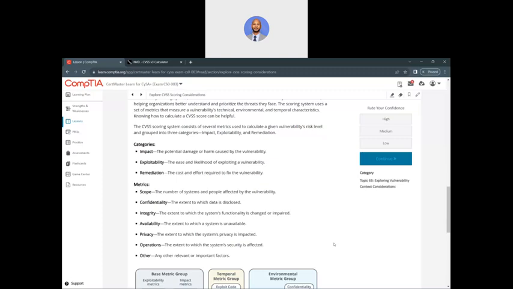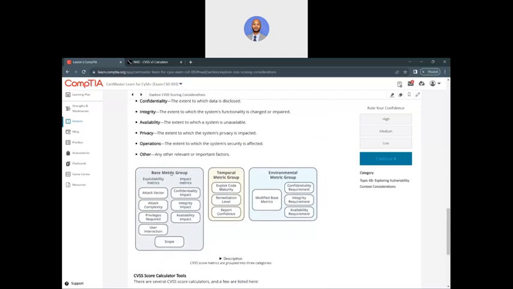So the categories, we have impact, exploitability, and remediation. Remediation is the cost and effort required to fix our vulnerability. Exploitability, like we talked about before, is the ease and likelihood of exploiting that specific vulnerability. The impact is the potential damage or harm caused by the vulnerability. That's just a brief idea of the metrics. And here we're going to get into how the calculation is done sequentially, from base, to temporal, to environmental.